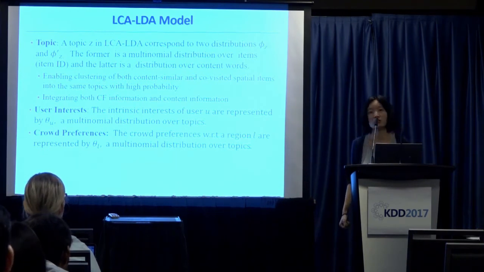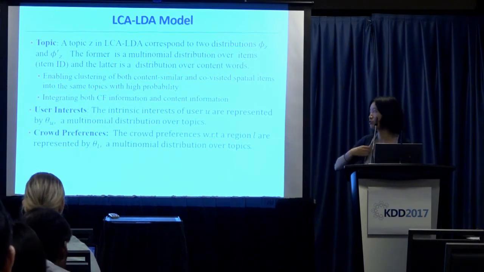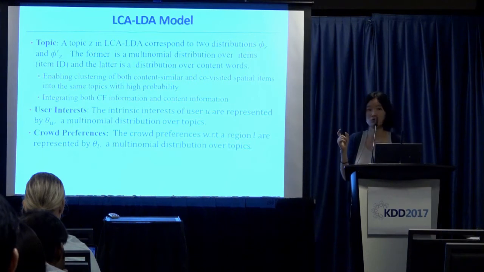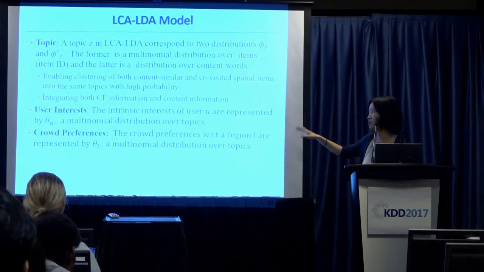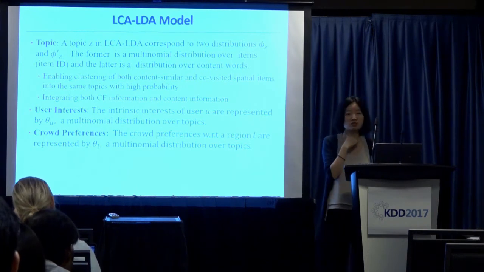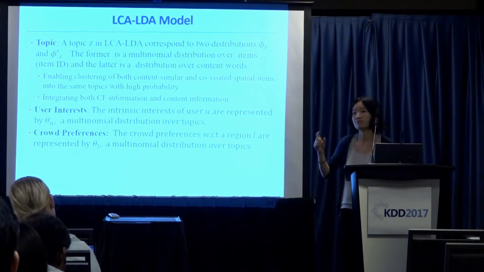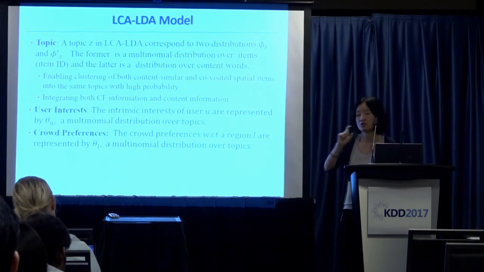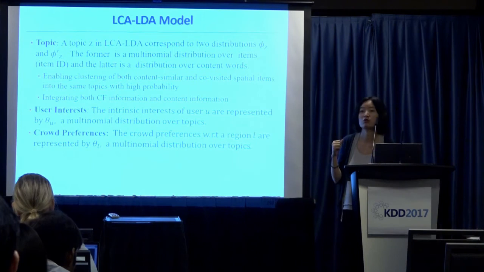And for user interests, suppose there are 10 different categories in terms of spatial items, then for each user, we can also use a theta U to denote the general interest of this user. Like 20% belong to maybe restaurants, maybe 10% belong to shopping malls, and the remaining percentages belong to other categories, right? And similarly, for the crowd preference of the city, we can also have a theta L. So remember, the crowd preference is a kind of interest distribution for this particular location. So we use subscript L to denote this crowd preference.